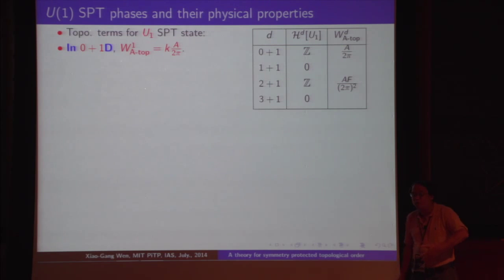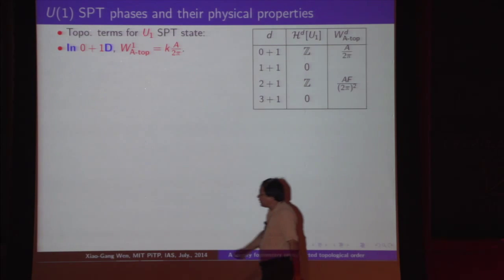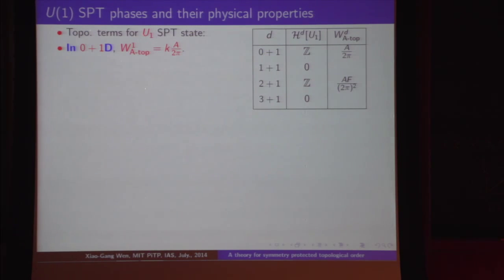Then we can go to U(1). What happens for the U(1)? For the U(1), as I mentioned, in 0 plus 1 dimension it is pretty simple. In 0 plus 1 dimension, the topological term is just G inverse partial_t G.